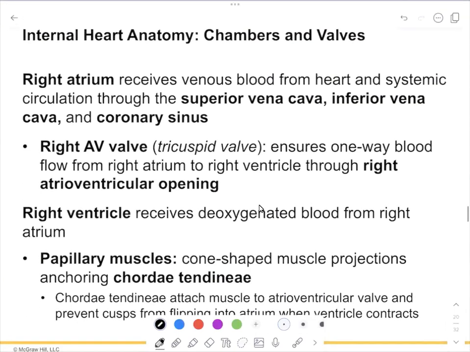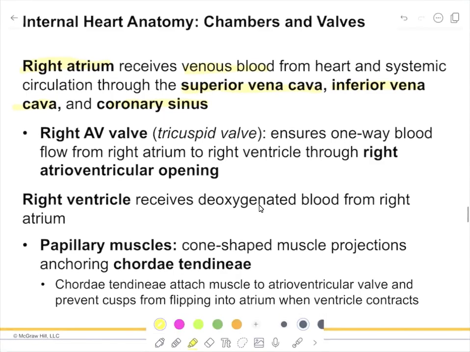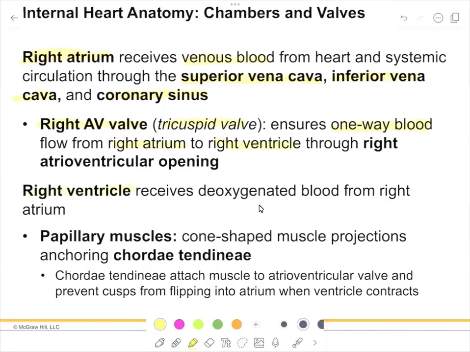For the internal view, we can see the right atrium. You've already seen where that is. That receives venous blood from the systemic circuit, specifically the superior vena cava, inferior vena cava, and coronary sinus. That blood is going to then travel through the right AV valve, which is the tricuspid valve. And these valves ensure one-way or unidirectional flow from the right atrium to the right ventricle through this opening. The right ventricle then receives deoxygenated blood from the right atrium.